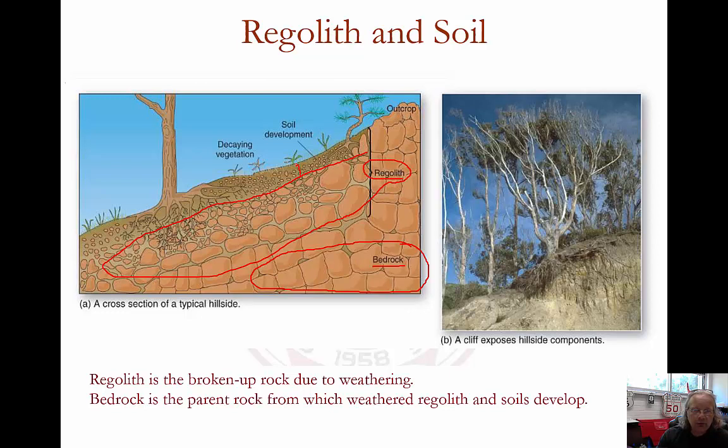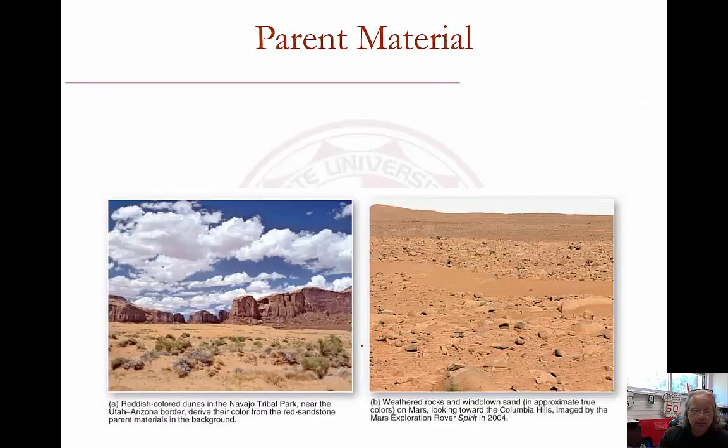Regolith is the parent material for soil. Soil is developed along with things that come from above, like dead leaves and dead grass and that kind of stuff. In those places where you can see the regolith or even the bedrock, it is called an outcrop, where bare rock is exposed to your vision. It's not covered by soil.